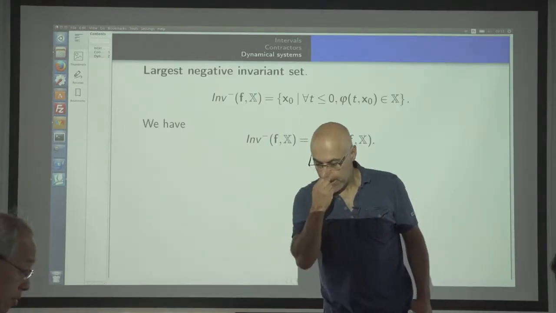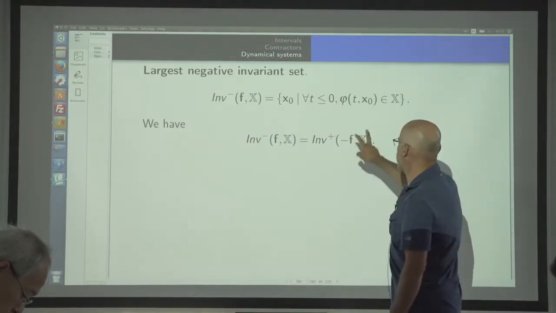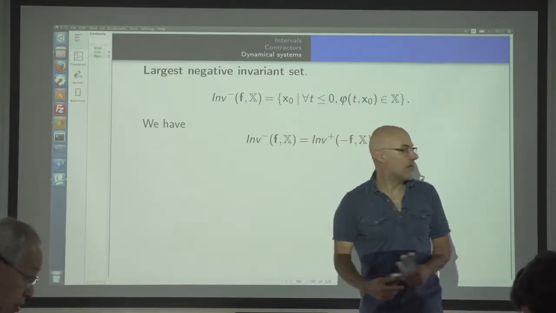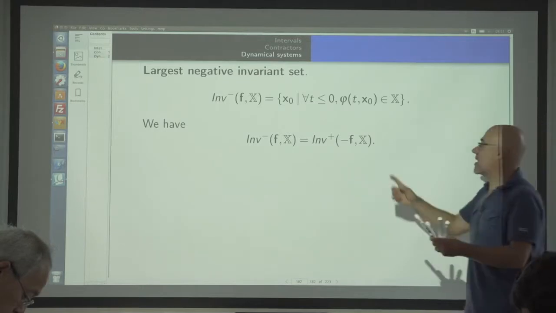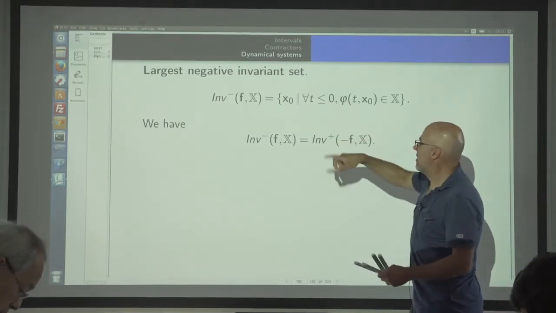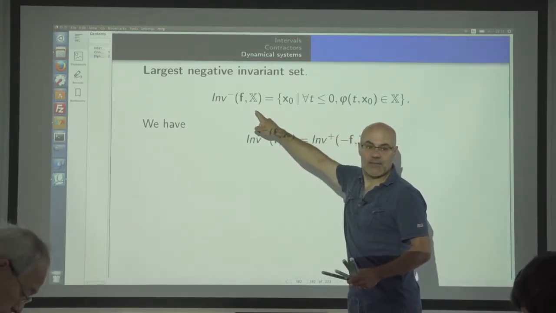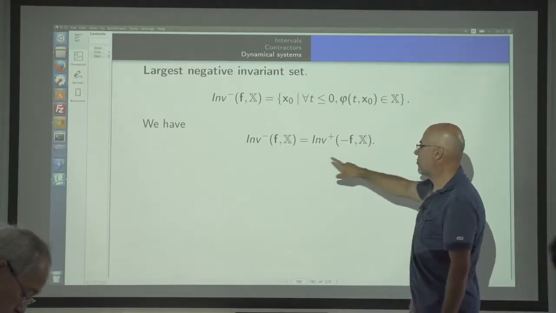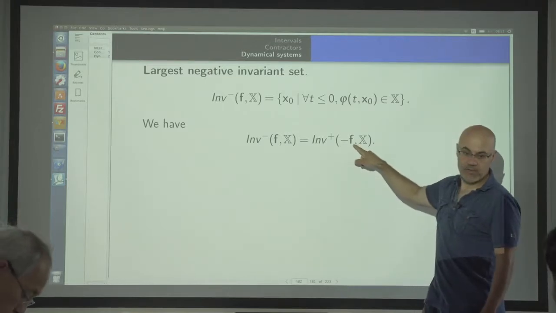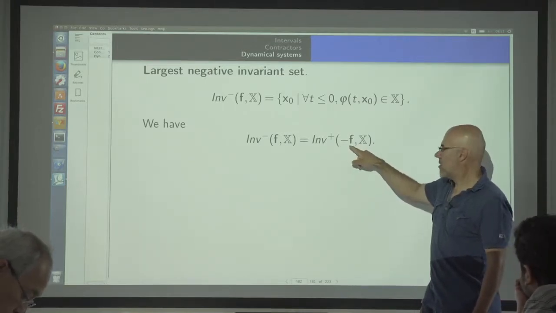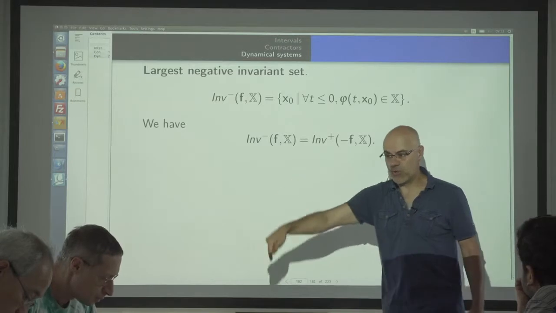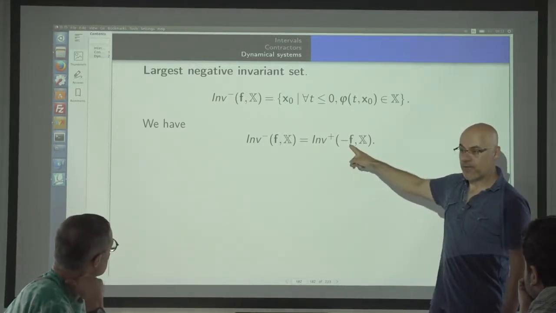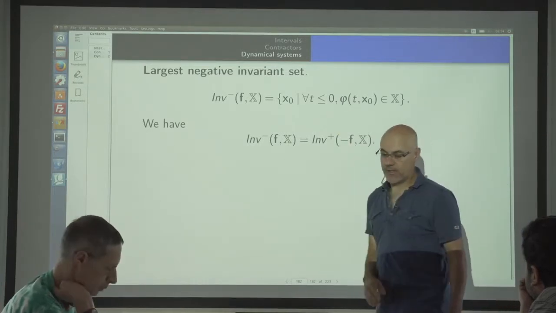Okay. So of course, if I reverse time, I obtain the negative invariant set. It's the set of all points such that in the past, I stay inside X. Not in the future, in the past. So it's very similar, except that I have to replace f by minus f. So if I follow f, I go to the future. If I follow minus f, I go in the past. Okay, so it's very similar to the positive invariant set.